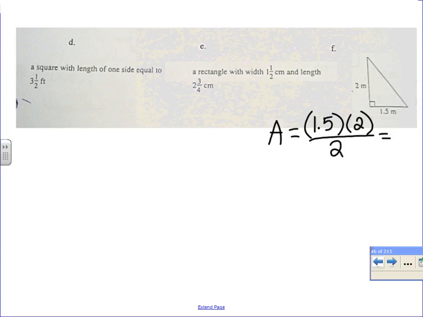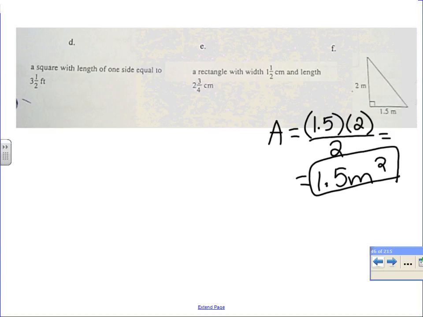Okay, what is the area? Kevin? 1.5 meters. Good. So we end up getting 1.5 or 3 over 2 meters squared. 2 times 1.5 is 3. 3 over 2 is 1.5. Again, you may leave it like that if you want. Okay, now, how do you find perimeter? Kevin?